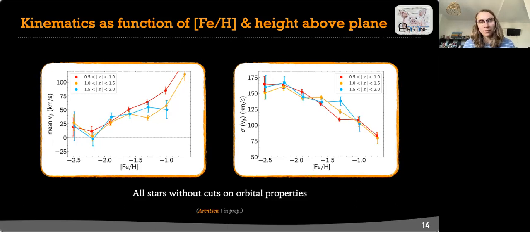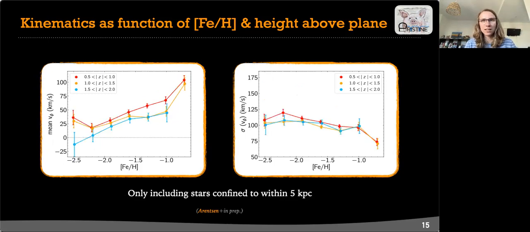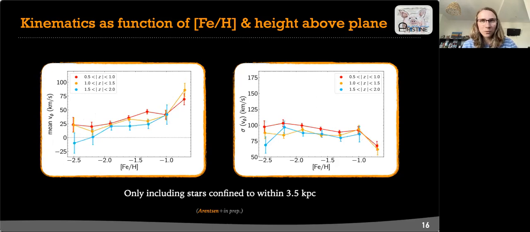So then I'll plot the same thing for stars that stay within 5 kiloparsecs. So we're removing really the halo outliers. And we can see on the right-hand side, the velocity dispersion profile is much more flat as a function of metallicity. And on the left-hand side, it's much more clean, this decrease in the rotational velocity. And it's also very clear that there's a difference in height above the plane. So red, yellow, and blue. The closer you get to the plane, the faster the rotation. And it's still visible in the very metal poor range. And then here's the same for within 3.5 kiloparsec. And these again look very similar.